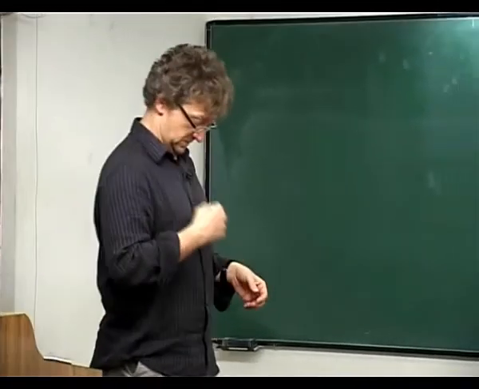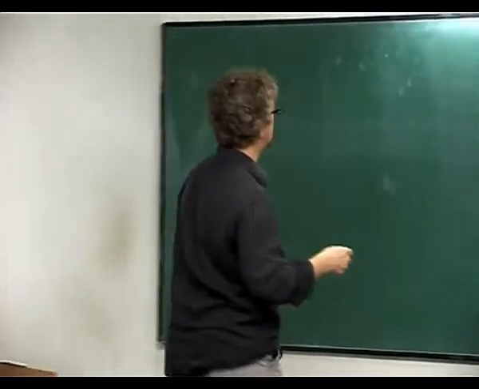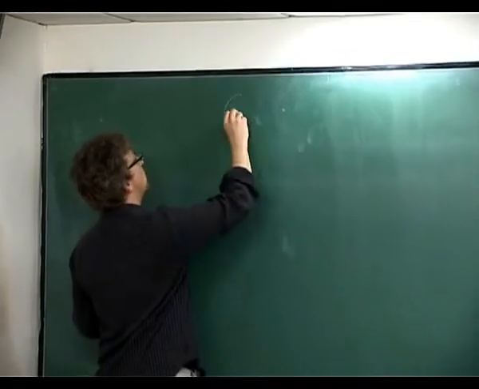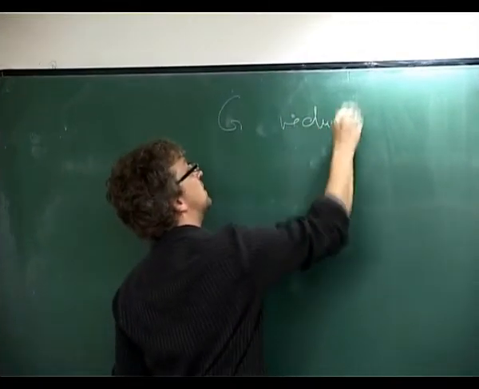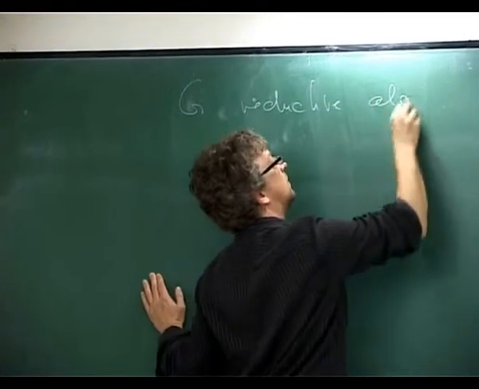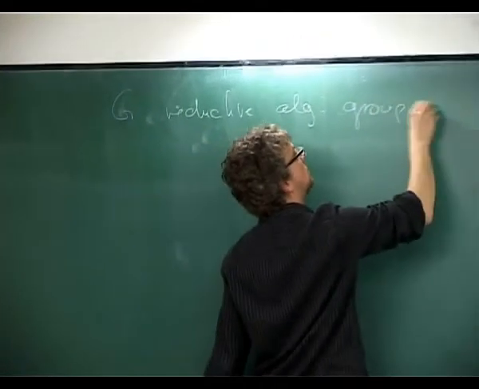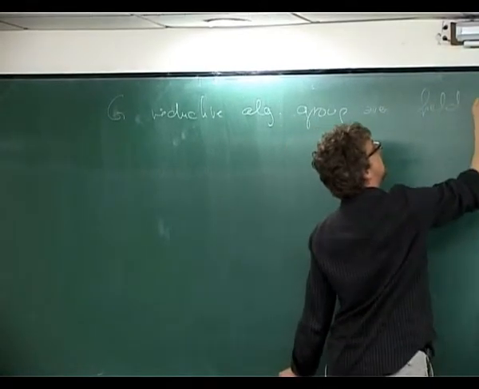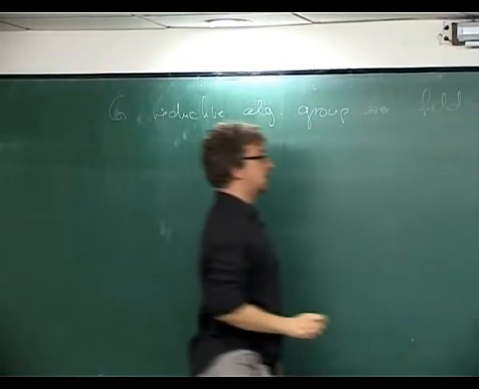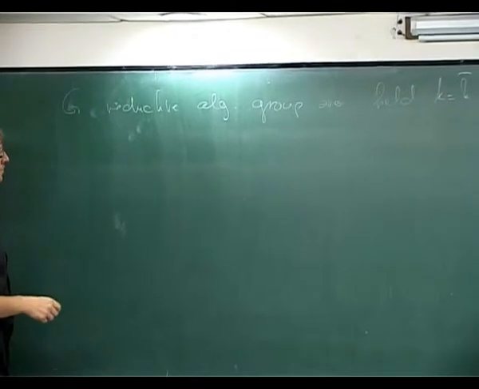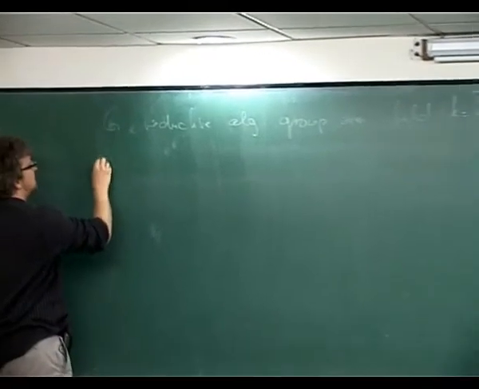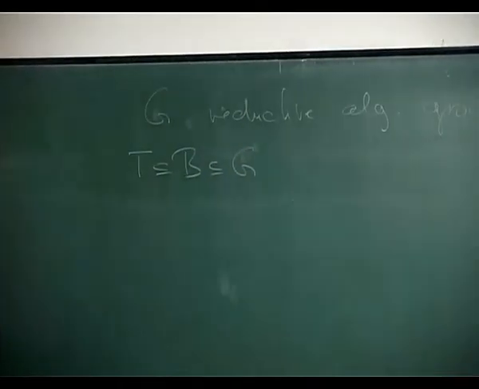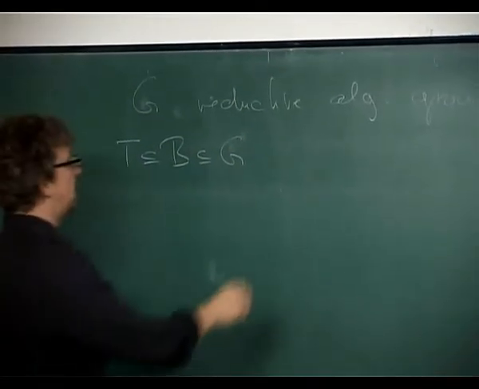So let me just quickly recapitulate what our problem is. We have a reductive algebraic group G over a field K, which is algebraically closed. And we choose inside G a Borel subgroup B and a maximal torus T.